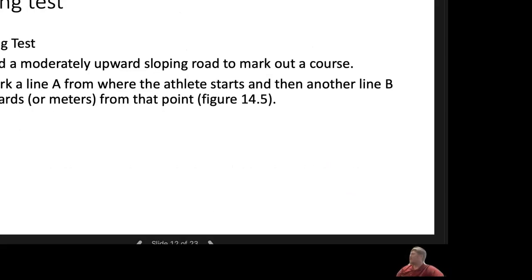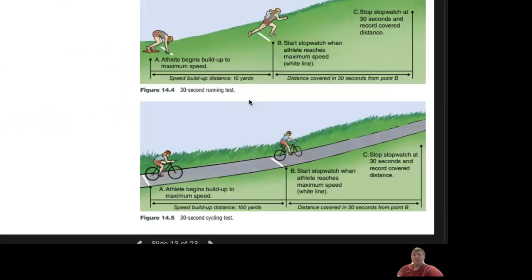Yeah, I could totally see coaches letting them run. Other players for sure would let them run farther. Cycling test, same concept. Find a moderately upward slope. You could probably find a street that would do that pretty easily, or a sidewalk, preferably one with a nice bike lane. Mark a line where they start and another line 100 meters away from that starting point. So it would look kind of like this. And then you would go again for 30 seconds on the bike. These are just ones that you could do really quick and easy. So say they're on an upward slope here. Start the stopwatch here. How far can they get in 30 seconds?